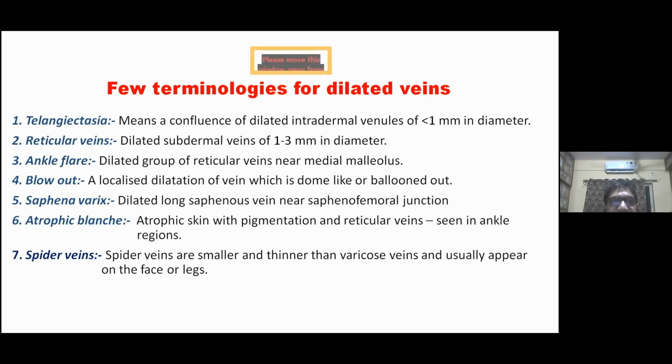Next is saphenous varix. This is a dilated long saphenous vein near the saphenofemoral junction, that is near its termination. Atrophie blanche, that is atrophic skin with pigmentation and reticular veins seen in ankle regions. And spider veins are smaller and thinner than varicose veins and usually appear on the face or legs. So these are the few definitions you should remember while going through the topic of varicose veins.